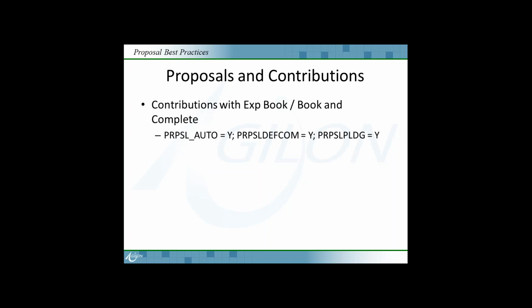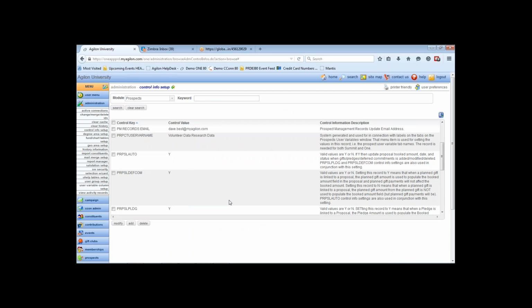In my mind, if the development officers have gone through and gone to the effort of getting a planned gift in or getting a pledge in, that is enough to fulfill the commitment on the planned gift. So I would typically set proposal auto to yes, proposal DEFCON to yes, and proposal pledge also to yes. So that will include your expectancies, your pledge amounts, your planned gift amounts, and it will not then look at when a pledge payment comes in or when a planned gift payment comes in. Outright gifts and expectancies would be included. And those are all set up in the Control Info and then will be applied to the proposals moving forward.